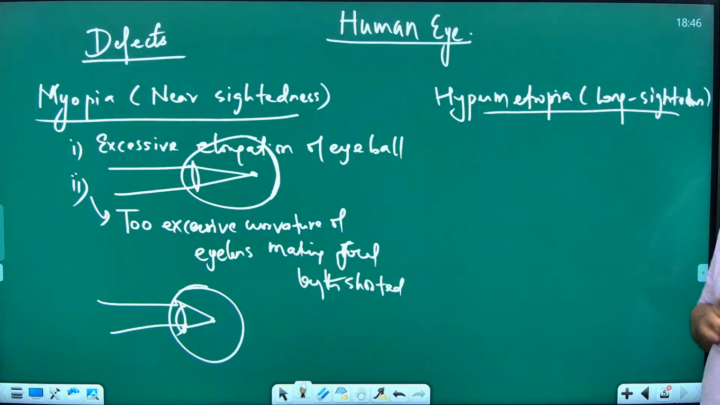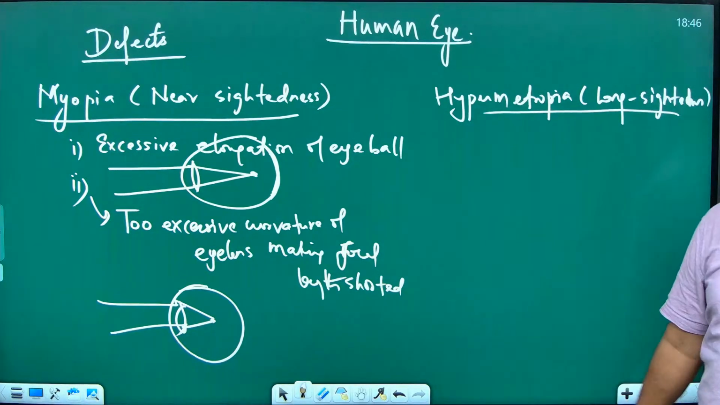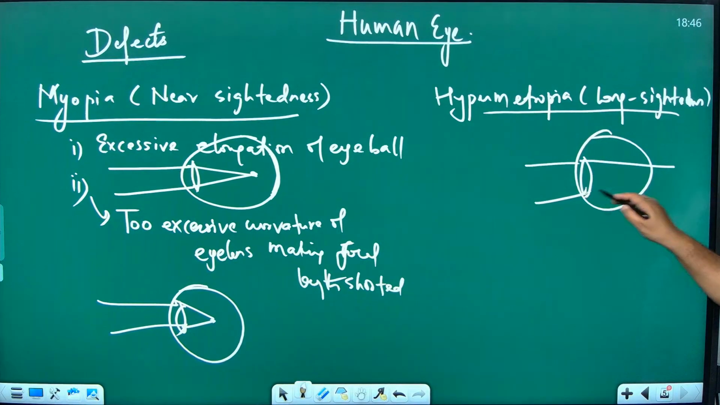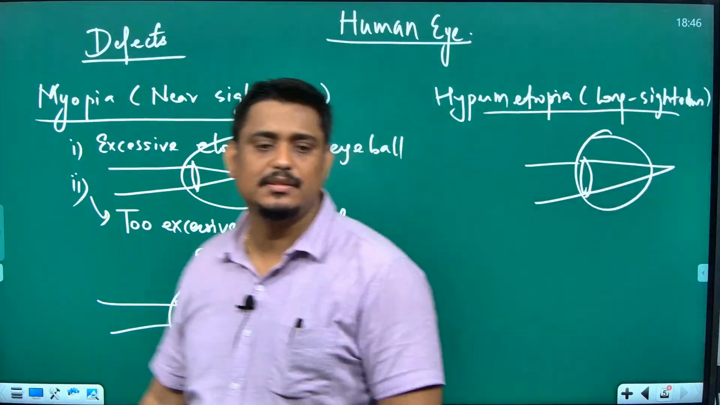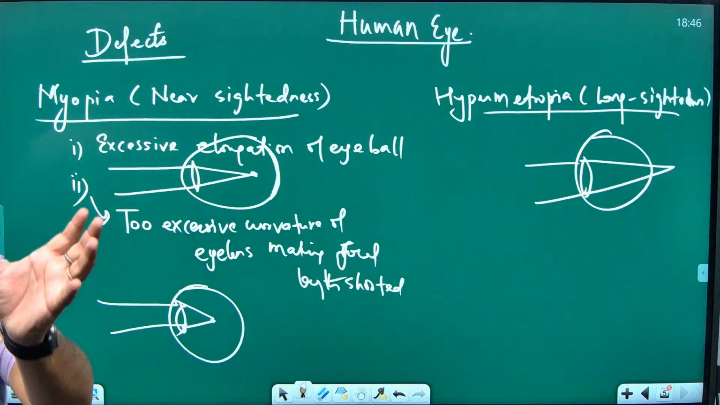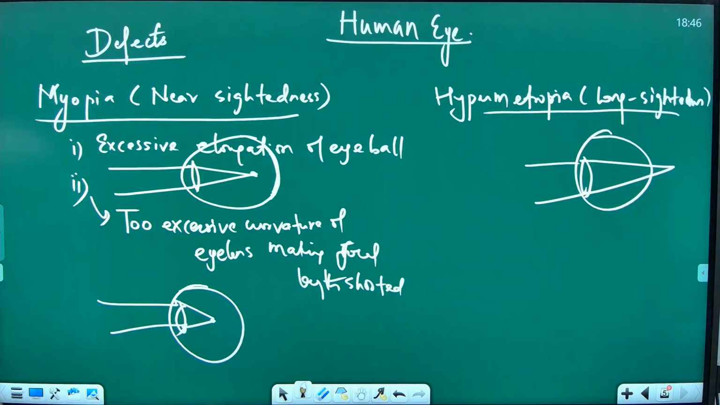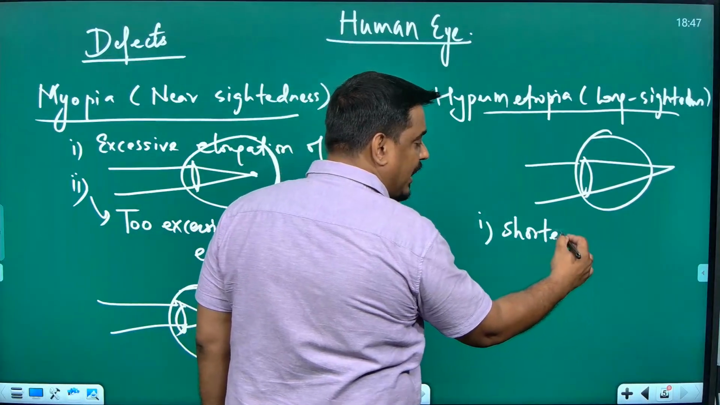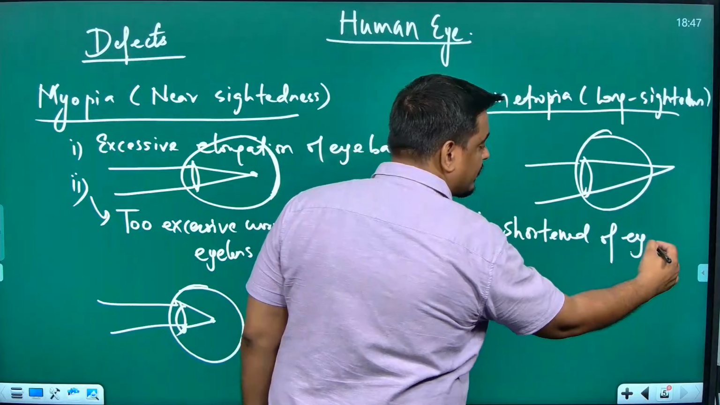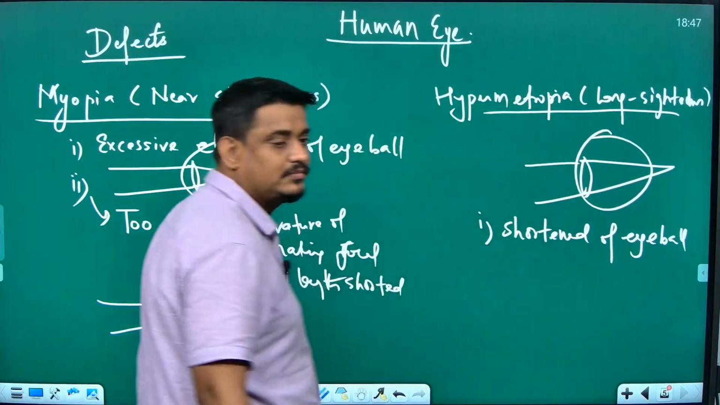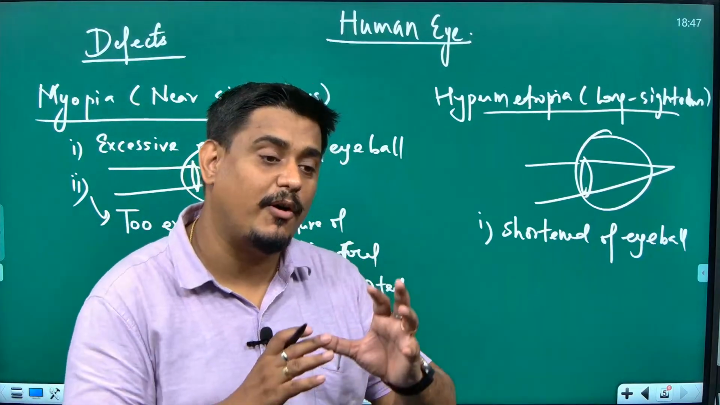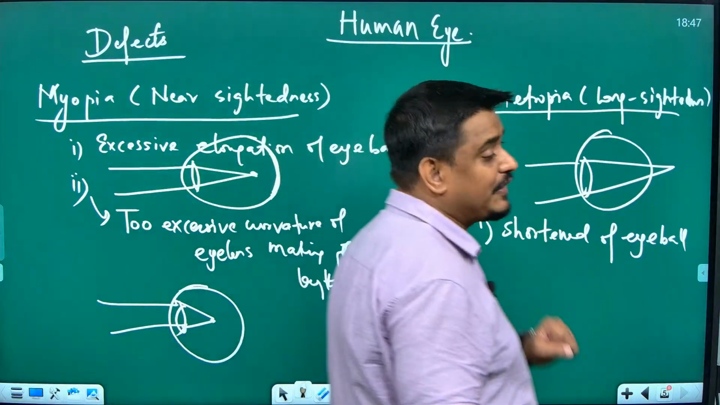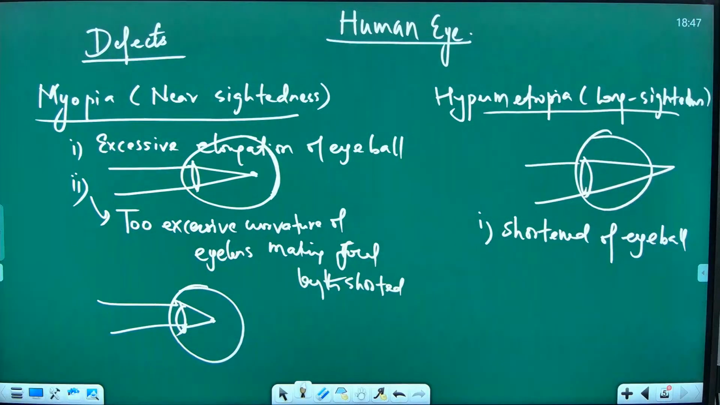Same way, what will happen in hypermetropia? In hypermetropia, opposite of this, that is, your eye is there and the rays are forming where? Behind your eye retina. So, how it can happen? Shortening of eyeball. Some people by birth have a defect where they have shortened eyeball. If the eyeball is short, then what will happen? The rays will meet behind the retina, and that causes a defect in vision. Next reason can be what?